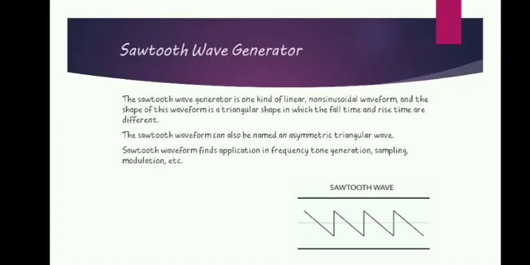Now we have seen about square wave generator and triangular wave generator. Here we will see about sawtooth wave generator. Often we will get confused about sawtooth wave and a triangular wave. Sawtooth waveform is a type of linear non-sinusoidal waveform with a triangular shape in which the rise time and fall time are different. Whereas in the triangular waveform, it will be same.